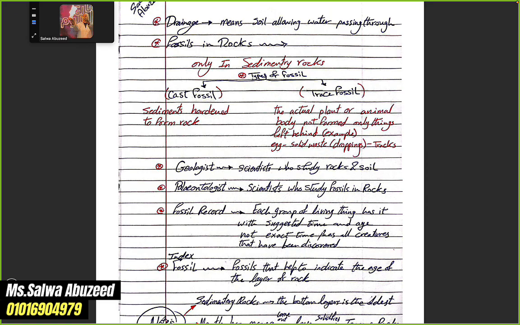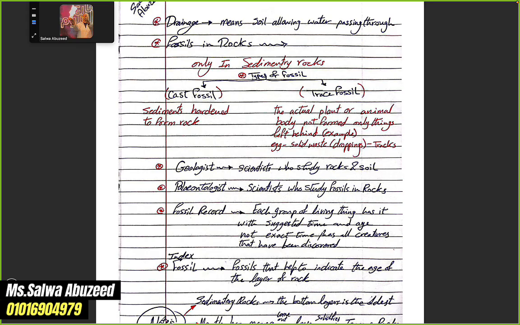So the fossils, we said we can find it only in the sedimentary rocks. And we said it either could be a cast, which is found in the sediments hardened in the form of rock, or a trace fossil where you don't find the actual body. You just find a trace, or you could find an egg or a soil waste, which means this creature was here one day.